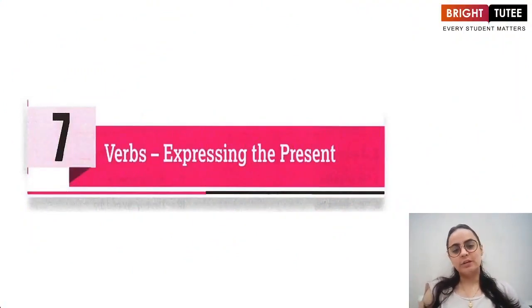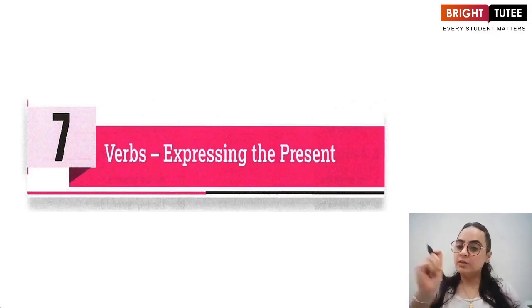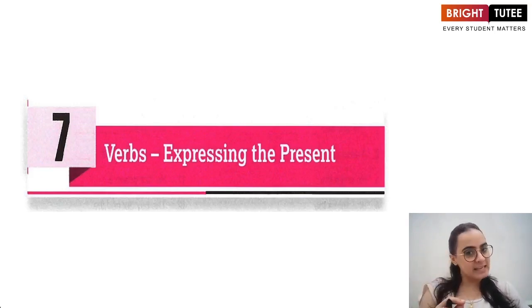In this class, we are going to begin with chapter 7 of class 7 English Grammar, Nagaland Board, which is verbs expressing the present. Now, in the previous chapter, we had learnt about the different types of verbs and we also understood what exactly a verb is. Now in this chapter, we shall learn how to use the verbs in order to express the events taking place in the present.